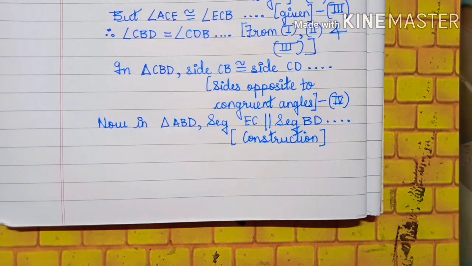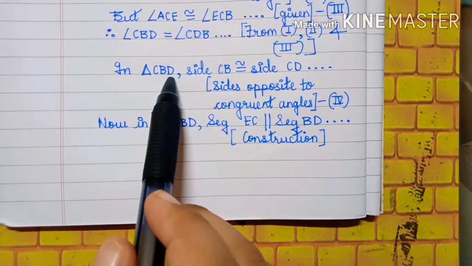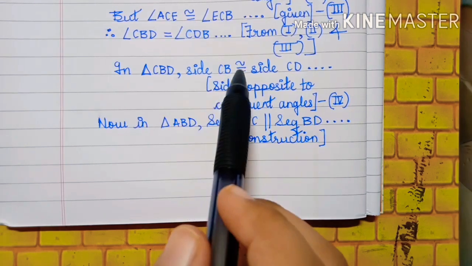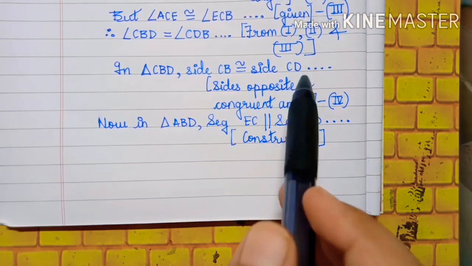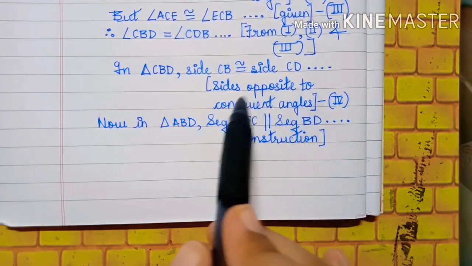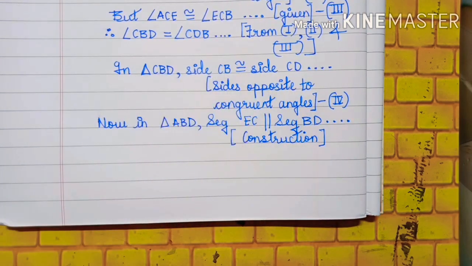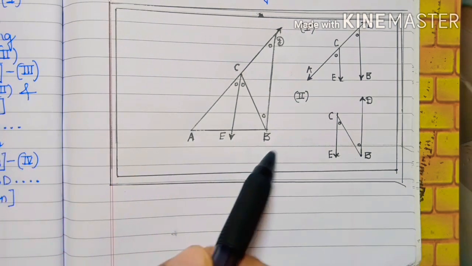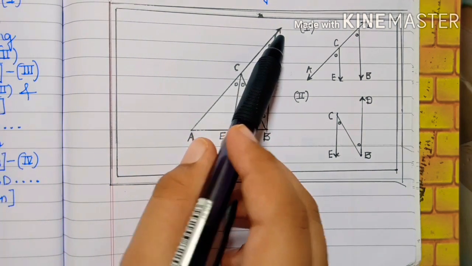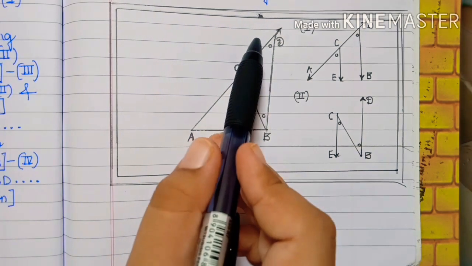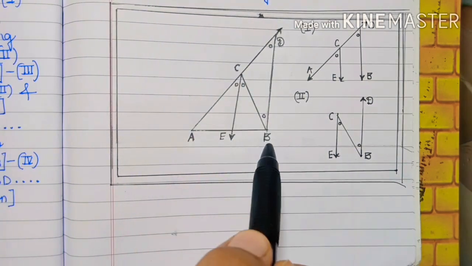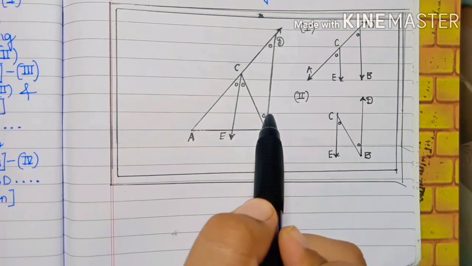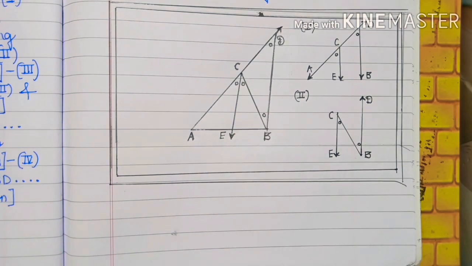Now let's move ahead. In triangle CBD, side CB is congruent to side CD because sides opposite to congruent angles are equal. Let us see in the diagram. It tells us side CB and side CD are congruent because the angles opposite to these sides are also congruent. It is related to the isosceles triangle theorem.